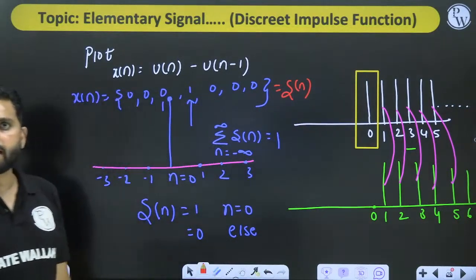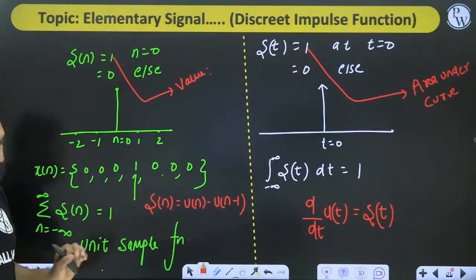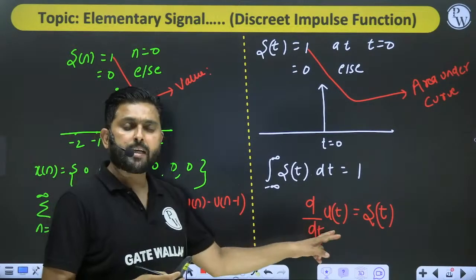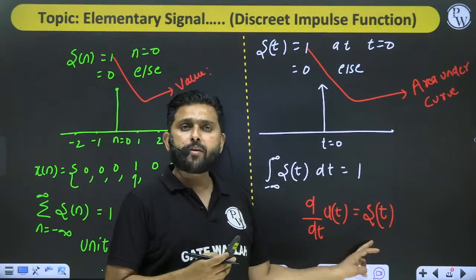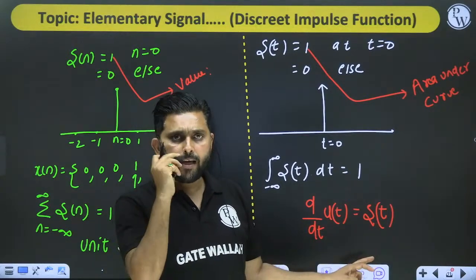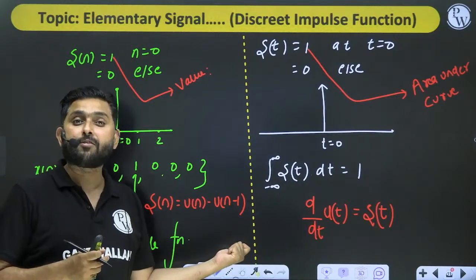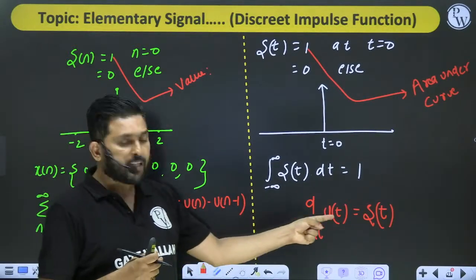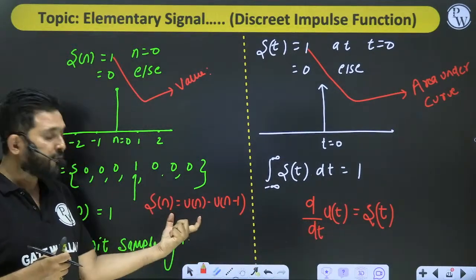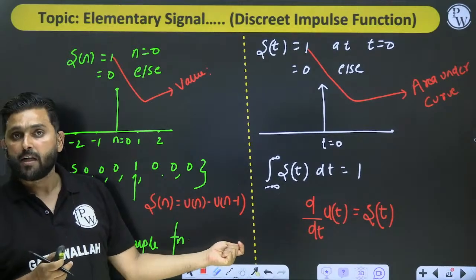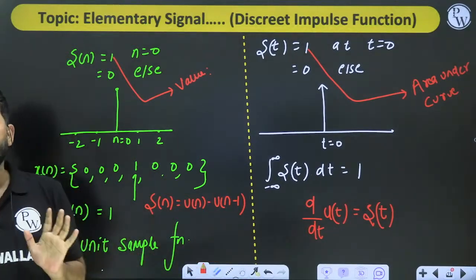This is what my delta n is. This means that, look at the difference here. The differentiation in a continuous function is what? A difference equation in a discrete function. The differentiation in a continuous function is a difference equation in a discrete function. This is one of the most important points that you have to take care of.